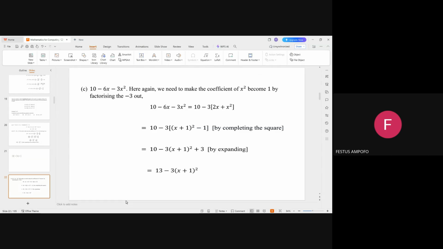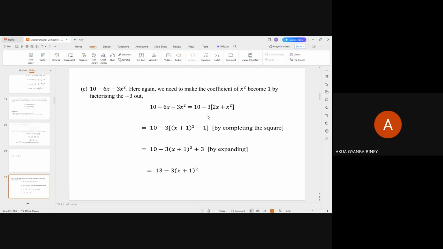So in order to bring the minus at the back, I will rewrite it and bring the 13 in front. Exactly. Minus 3(x plus 1) all squared. Absolutely. Well done. So this is the answer to the C. And we're doing the same thing.